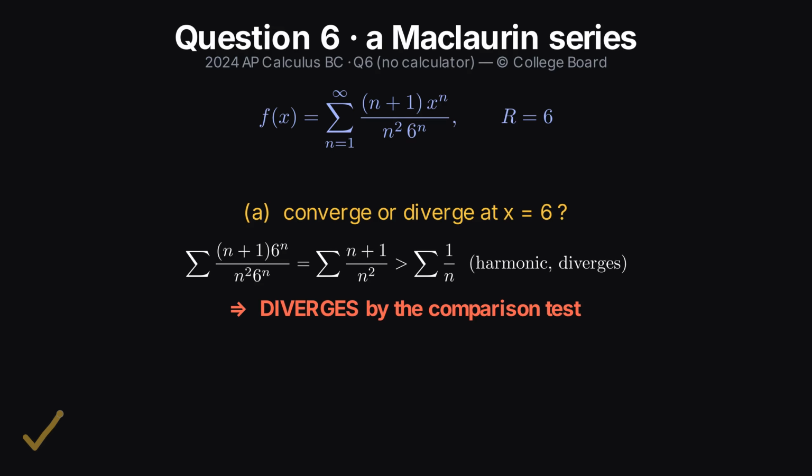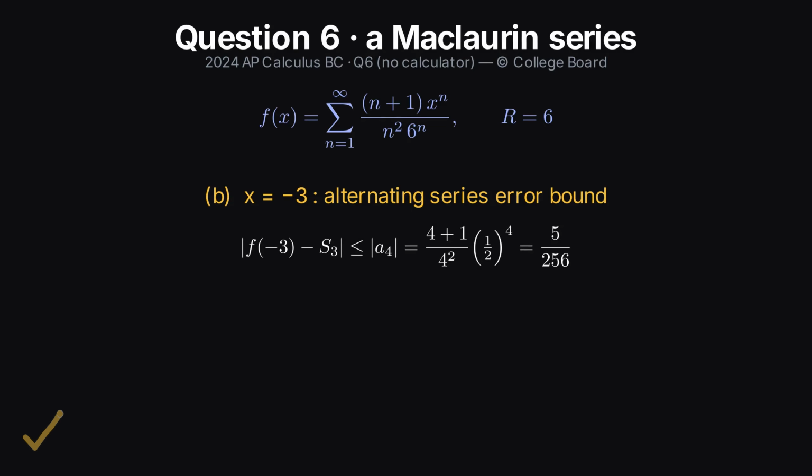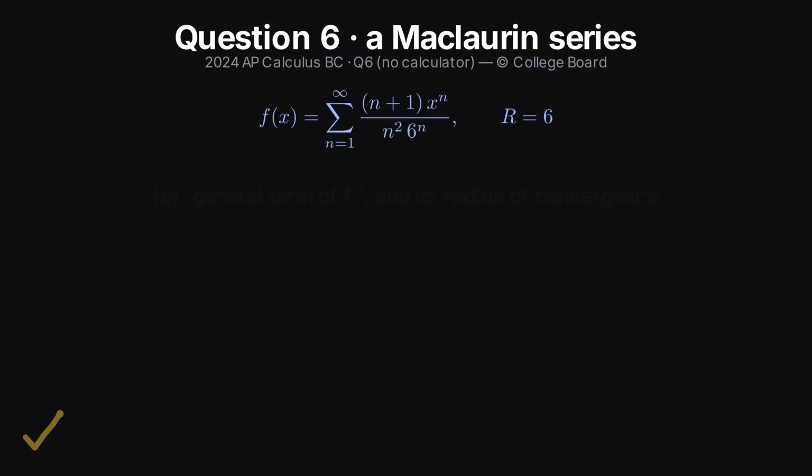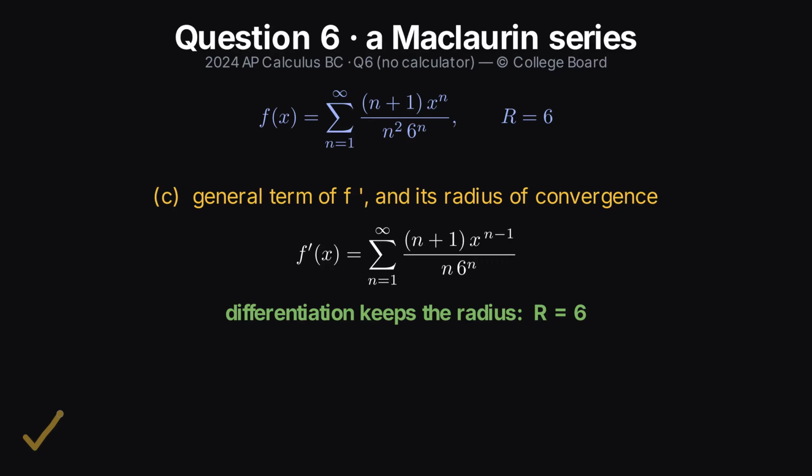equals 6. Part B. At x equals negative 3 it's alternating. By the alternating series bound the error is at most the fourth term, 5 over 256, which is less than 1 over 50. Part C. Differentiate term by term. The general term of f prime is (n plus 1) x to the n minus 1 over n times 6 to the n, and differentiation keeps the radius of convergence at 6.